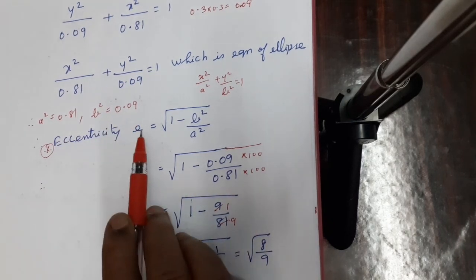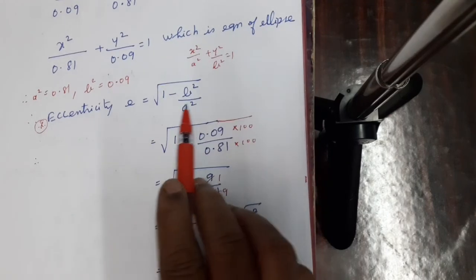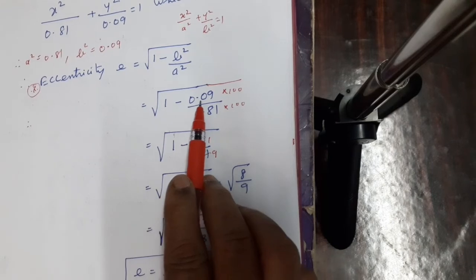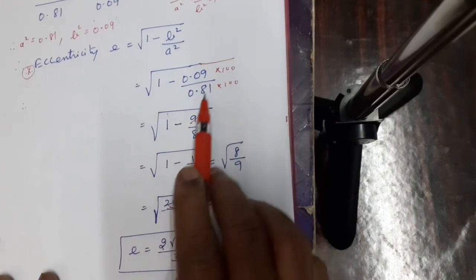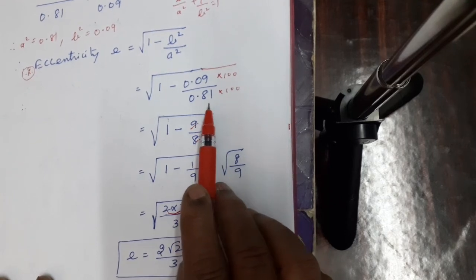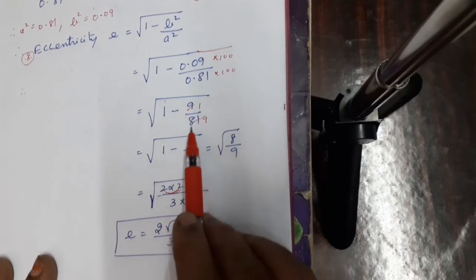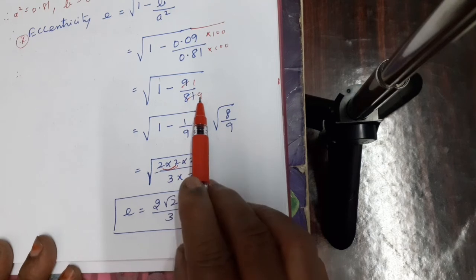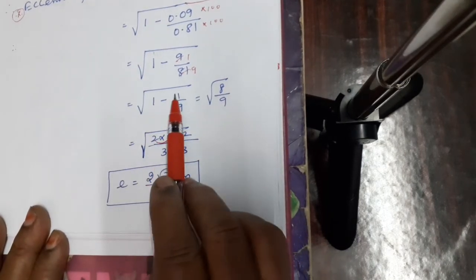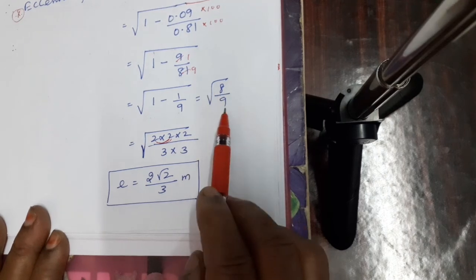Therefore, eccentricity E equals root of 1 minus b square by a square, that is root of 1 minus 0.09 by 0.81. Multiply and divide by 100, it becomes 1 minus 9 by 81. After cancellation we get 1 by 9. So 1 minus 1 by 9: 1 nine is 9, and 9 minus 1 is 8. Root of 8 by 9.